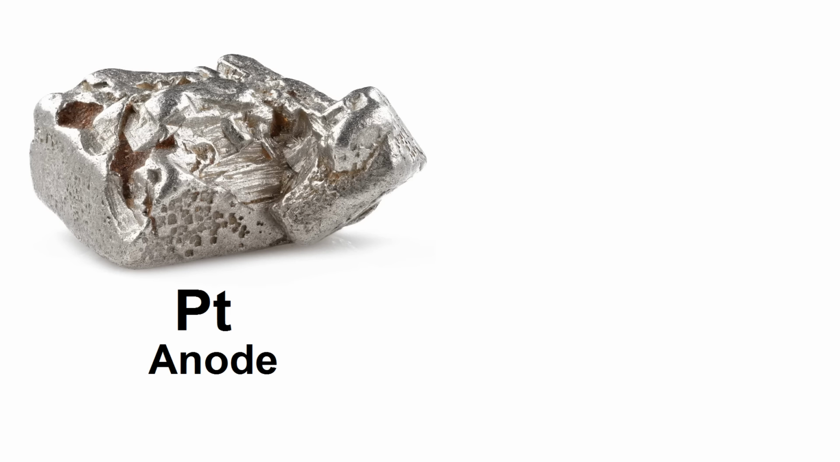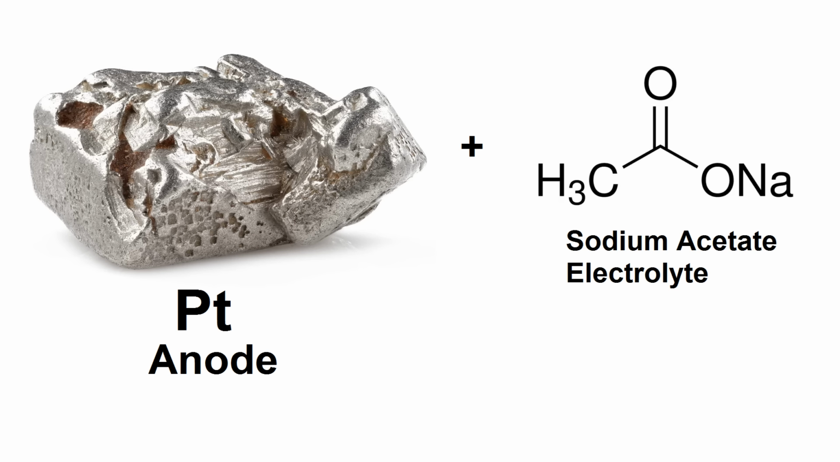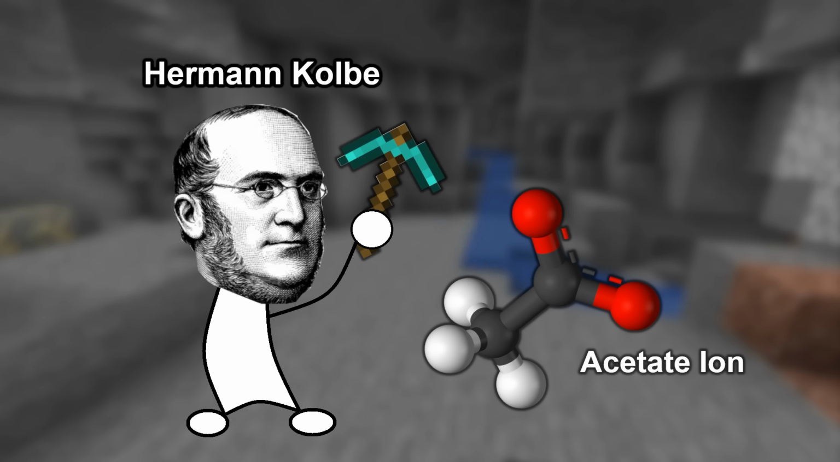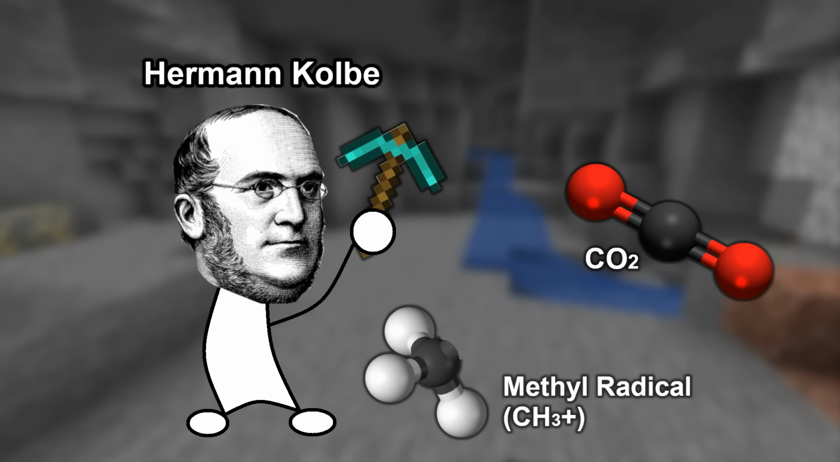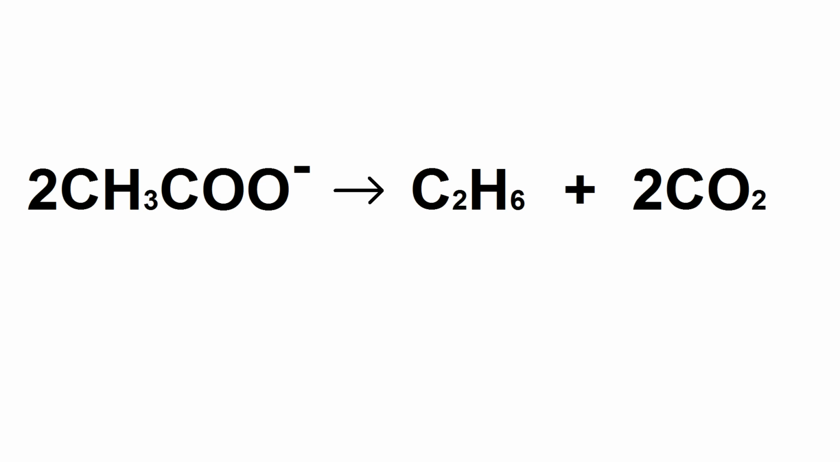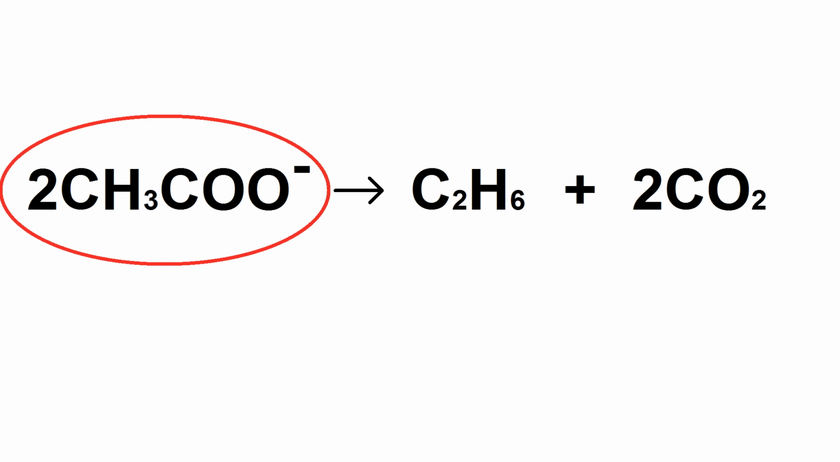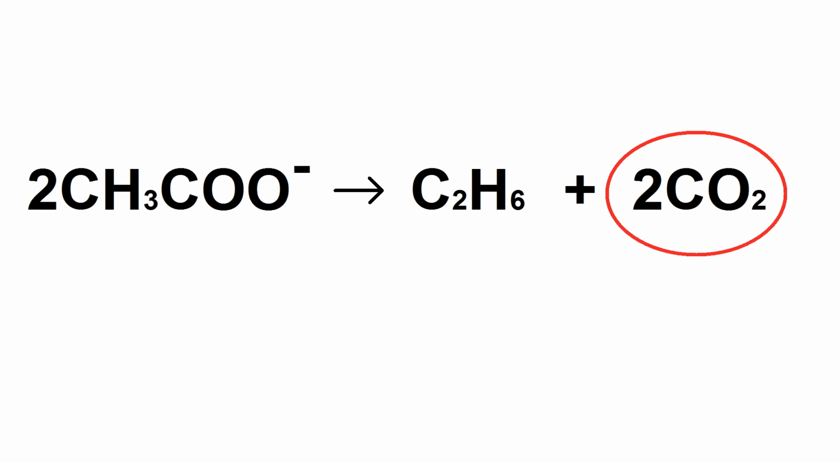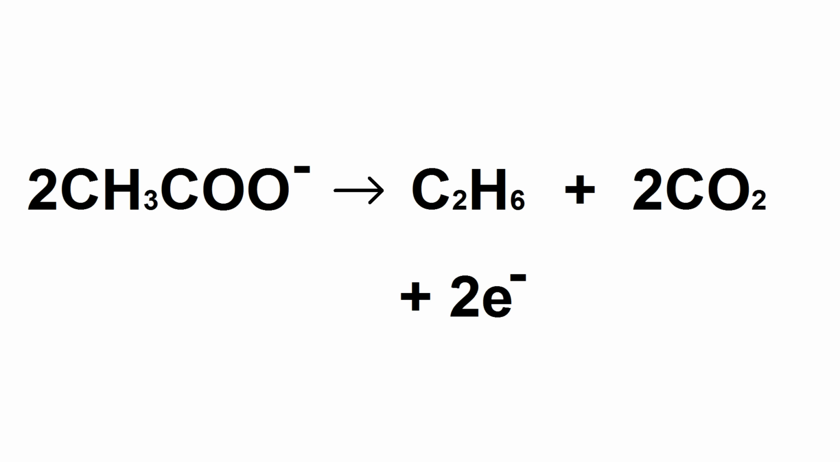But if you use just platinum as an anode material and sodium acetate as an electrolyte, instead of just splitting the water molecules, it'll start splitting acetate ions in a process known as Kolb electrolysis. Under the hood, there's actually some really complicated organic chemistry stuff going on here, but here's the inputs and outputs. If you take 2 moles of acetate ions, the anode oxidizes them to 2 moles of CO2 and 1 mole of ethane, and 2 moles of electrons.